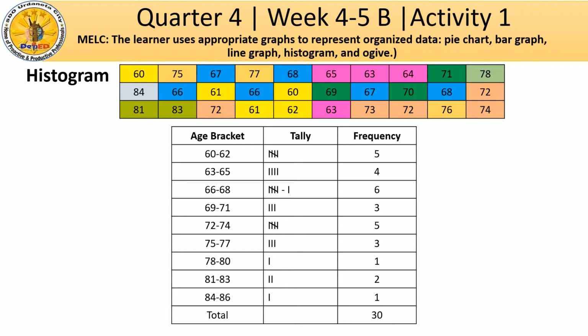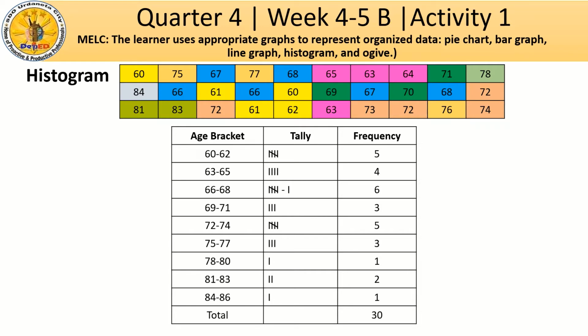So let's have the first age bracket, 60 to 62. I put colors on them so it will be easier for us to see the numbers. So we have here 60, 61, 61, 62, 60, and so we have 5 of them. Then for ages 63 to 65, we have 4: 1, 2, 3, and 4. For 66 to 68, we have 1, 2, 3, 4, 5, 6.